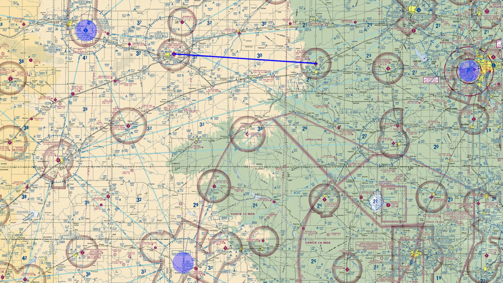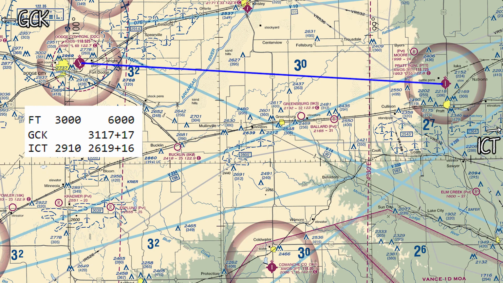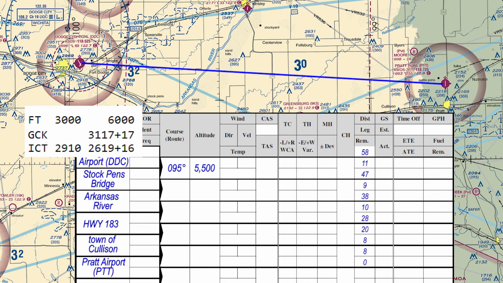These blue circles represent where the wind data is coming from. So for the first half of our leg, we'll use the Garden City GCK winds, and then for the second half, we'll use ICT winds. If we look at our winds aloft, GCK says that at 6,000 feet, winds are at 310, 17 knots, with a temperature of plus 17. Going further down, we'll use the winds from ICT, which are 260 at 19 with a temperature of plus 16. So now we have our distances, our altitude, our course, and our winds.